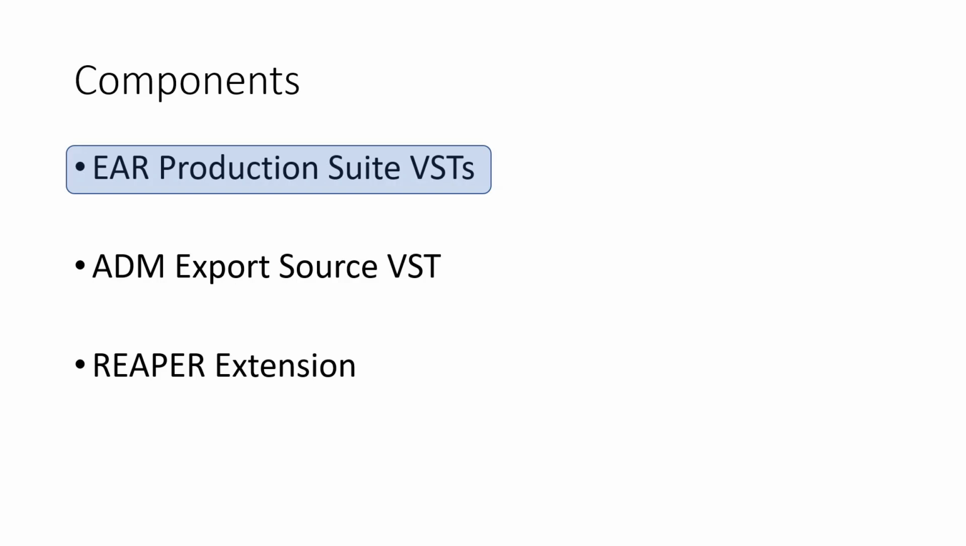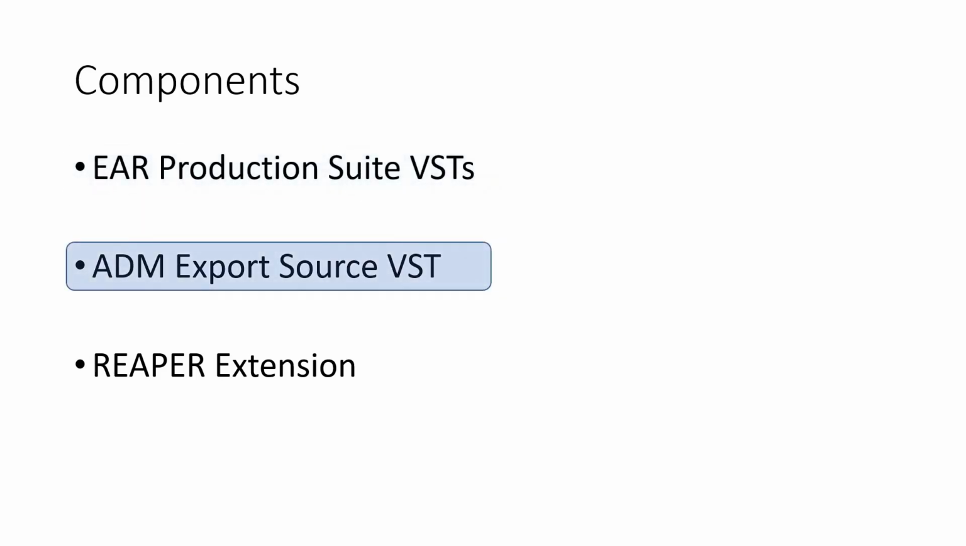They also include monitoring plugins to render audio through the EAR, otherwise known as the EBU ADM renderer, which is the reference renderer for ADM. Then there's the ADM export source VST, and this is included to support ADM export from projects which are using the Facebook 360 or Visor VST plugin suites, rather than the bespoke EAR Production Suite plugins. It can also be used to include pre-baked audio into an ADM file.